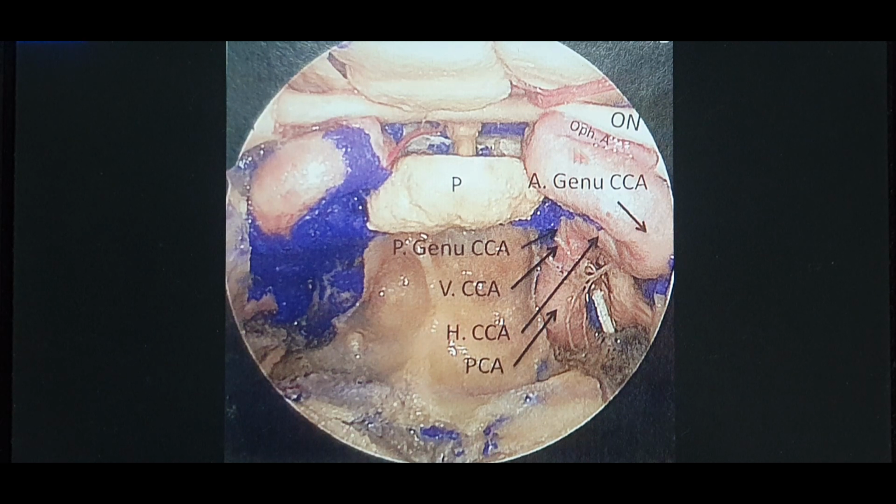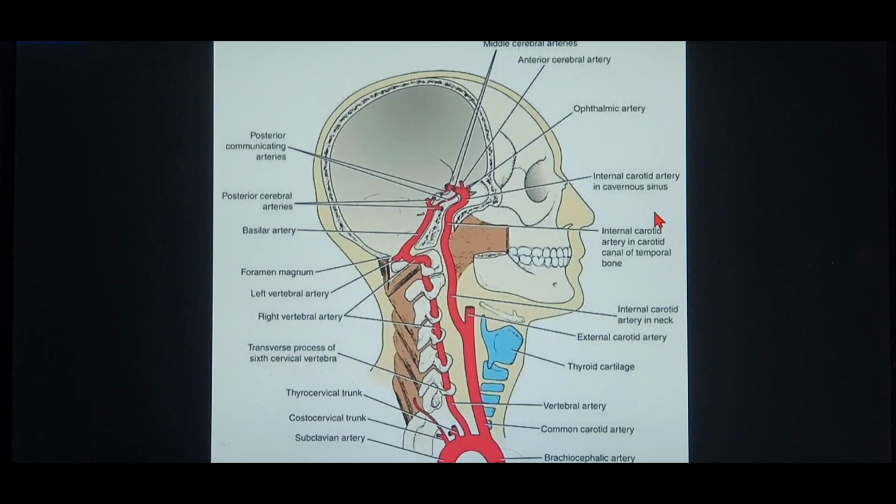So that's the clinoidal part of the carotid artery. And above that, once you enter the dura, the intradural part is the ophthalmic segment, which gives off the ophthalmic artery right over here, just below the optic nerve. So that was the cavernous segment, the clinoidal segment, and the supraclinoidal ophthalmic segment. Now, I'll be talking about the intracranial communicating segment, the terminal segment of the carotid artery, in some time.